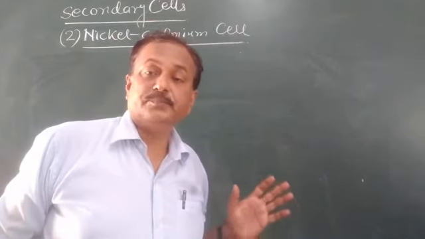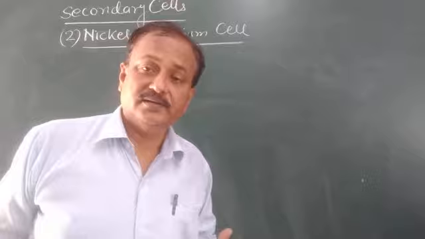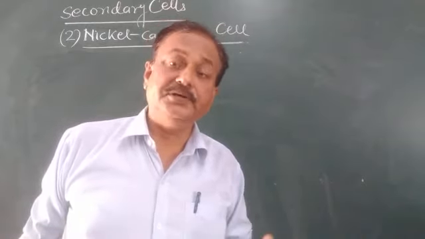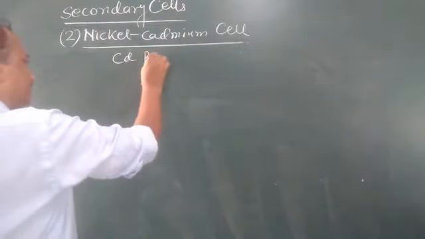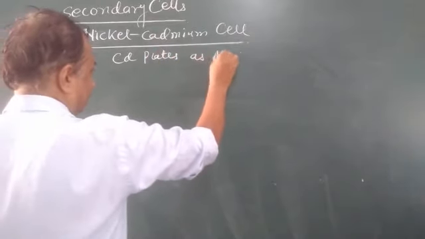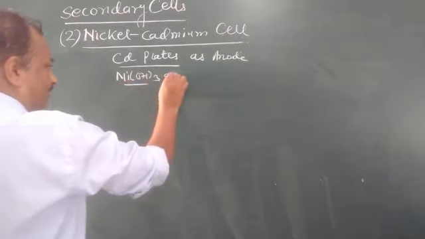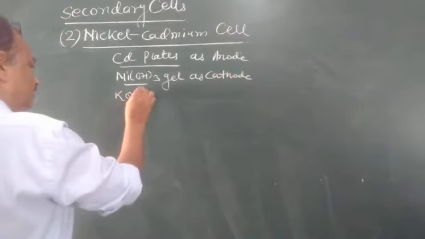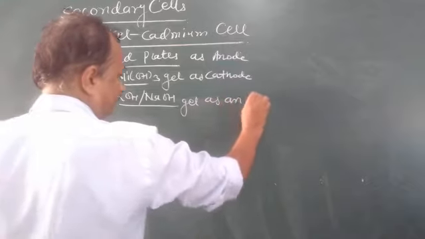Now coming to the next important class of secondary cells, it is the nickel cadmium cell. You all know nickel cadmium cells or batteries are available in the market as rechargeable cells. They are used in toys, in photo cameras, etc. So there is a variety of uses, and they are rechargeable. They are made up of cadmium plates as anode, and nickel hydroxide, nickel 3 gel as cathode, and potassium hydroxide or sodium hydroxide in gel form as an electrolyte.